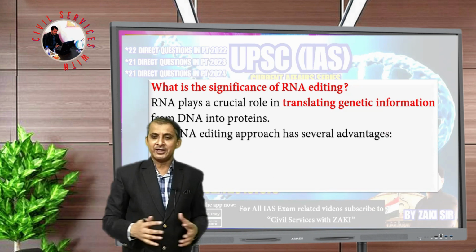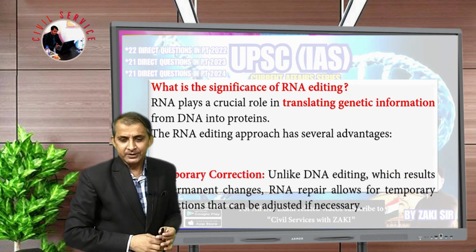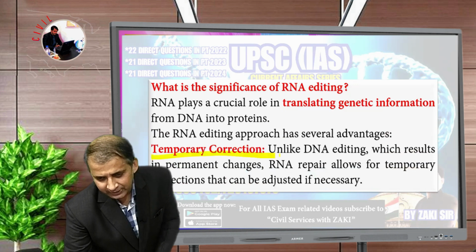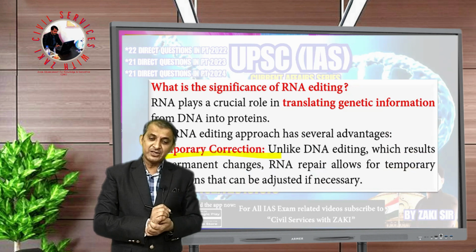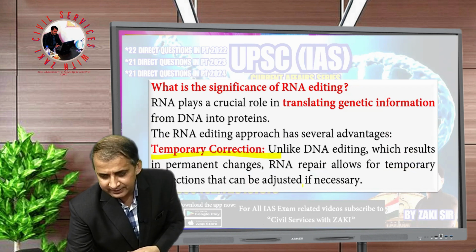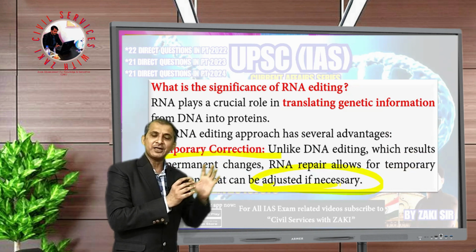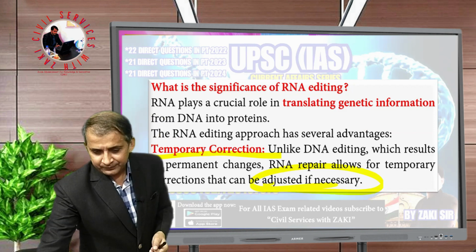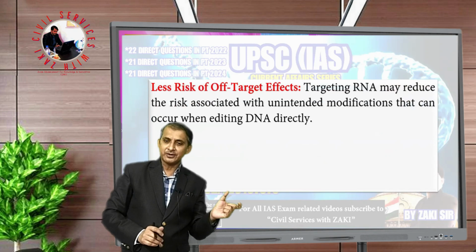So if we see, the RNA editing approach has several advantages. Number one, temporary correction is one of the very significant benefits of RNA editing. Unlike DNA editing, which results in permanent changes, RNA allows temporary correction that can be adjusted if necessary. So you can adjust such genetic diseases and genetic disorders. So that is number one. Number two is less risk of off-target effects.